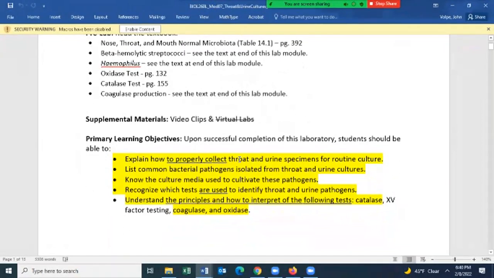Upon successful completion of the lab, you should be able to explain how to properly collect throat and urine specimens for routine culture. You should be able to list common bacterial pathogens isolated from throat and urine cultures, know the culture media used to cultivate these pathogens, and recognize which tests are used to identify them. And you should understand the principles and how to interpret the following tests: the catalase test, the coagulase test, and the oxidase test.